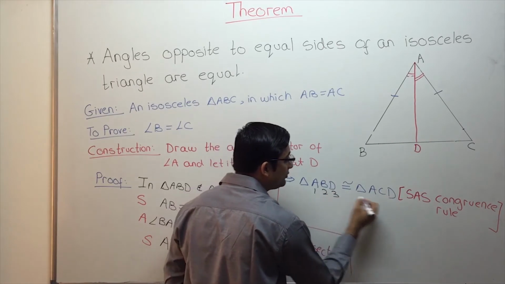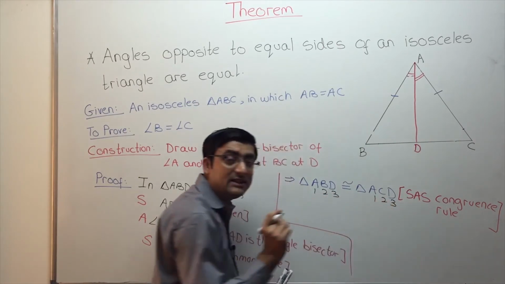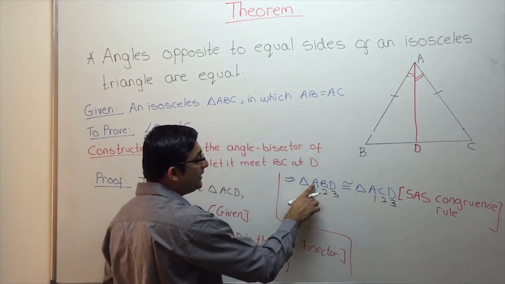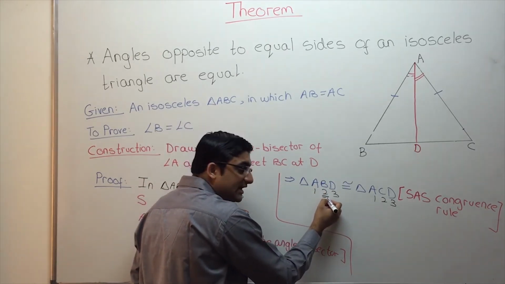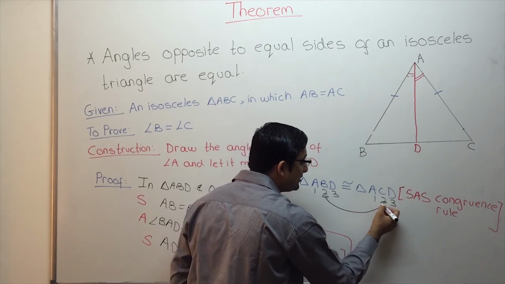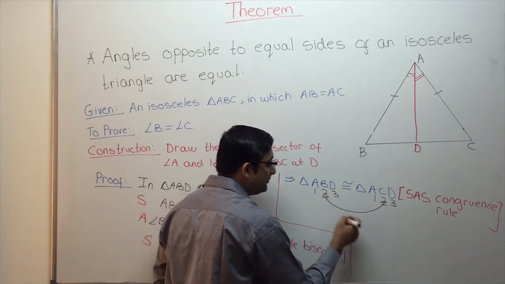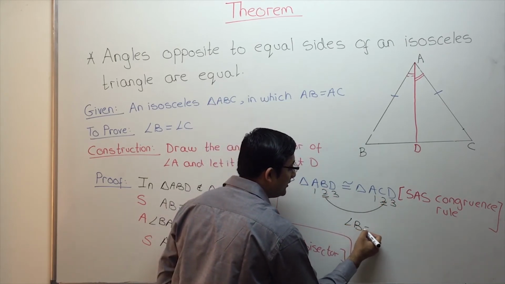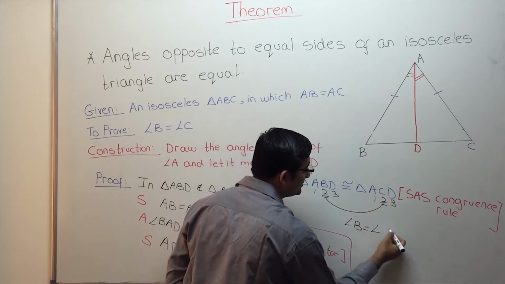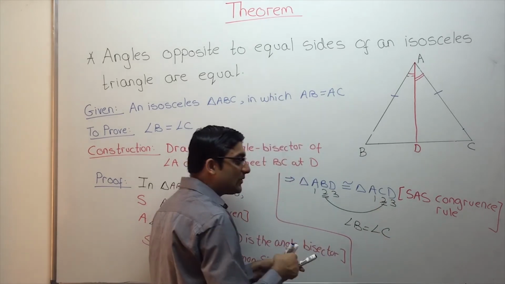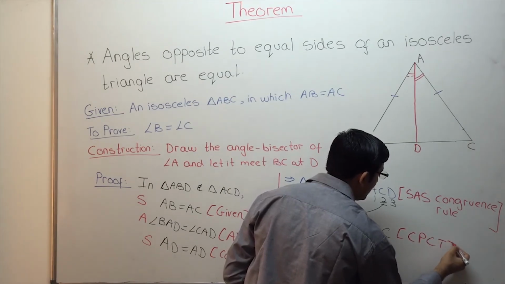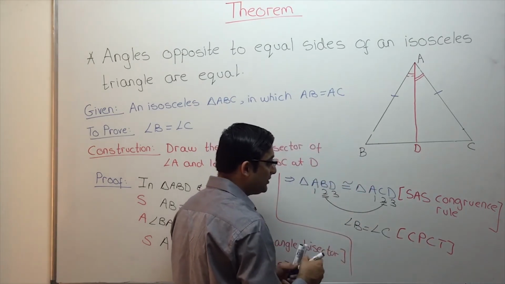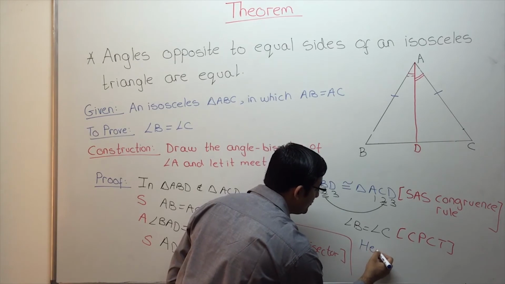Label this 1, 2, 3, 1, 2, 3. I want the angle corresponding to B. Look for B in your congruence statement. B is the second letter, so the second letter will correspond to the second letter. What is the second letter over here? C. So angle B is equal to angle C. What is the reason? CPCT, corresponding parts of congruent triangles. So angle B is equal to angle C, hence proved.